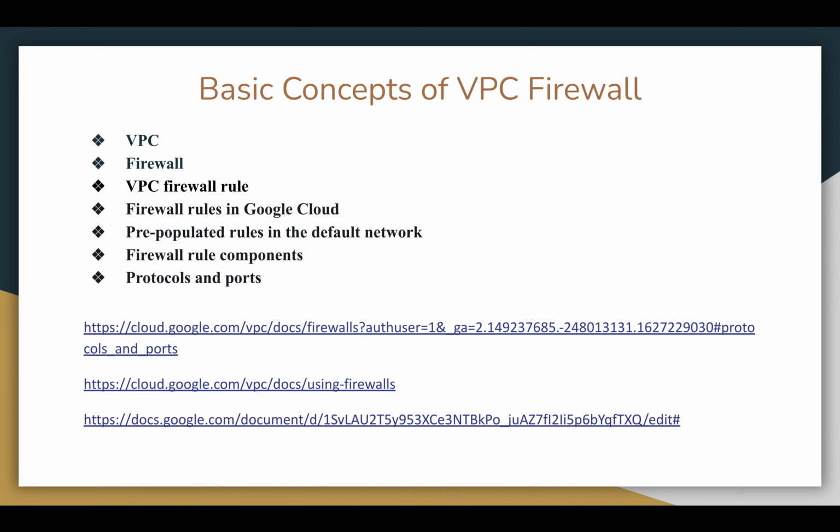First one, default-allow-internal. It allows ingress connections for all protocols and ports among instances in the network. Default-allow-ssh allows ingress connections on TCP destination port 22 from any source to any instance in the network. Next, default-allow-rdp allows ingress connections on TCP destination port 3389 from any source to any instance in the network. Default-allow-icmp allows ingress ICMP traffic from any source to any instance in the network. This rule has a priority of 65,534 and it enables tools such as ping.